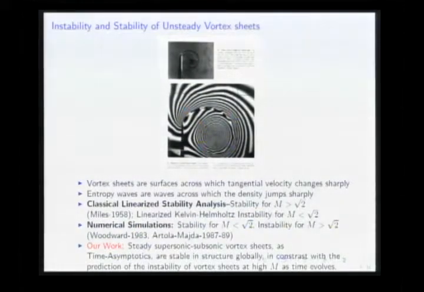So what we have been able to show is that steady supersonic-subsonic vortex sheets, as time asymptotics, are stable in structure globally, in contrast to the prediction of instability of vortex sheets at high Mach number as time evolves. So this is what the numerical simulations, in very important work done by Artola, Majda, and Woodward, indicated: that vortex sheets become unstable for Mach number greater than 2.